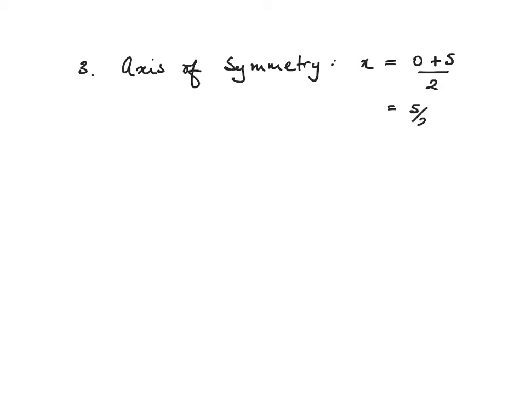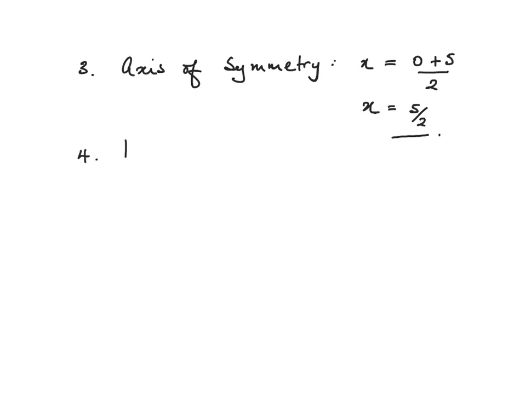The third thing to do is to get the axis of symmetry. And that is found by adding the two roots together. So one of the roots was at x equals 0 and the other root was at x equals 5. So we add them together, divide by 2, and that gives us 5 over 2. Now, that's a fraction. That's fine, we can use that. You could use the value 2.5 if you wished.